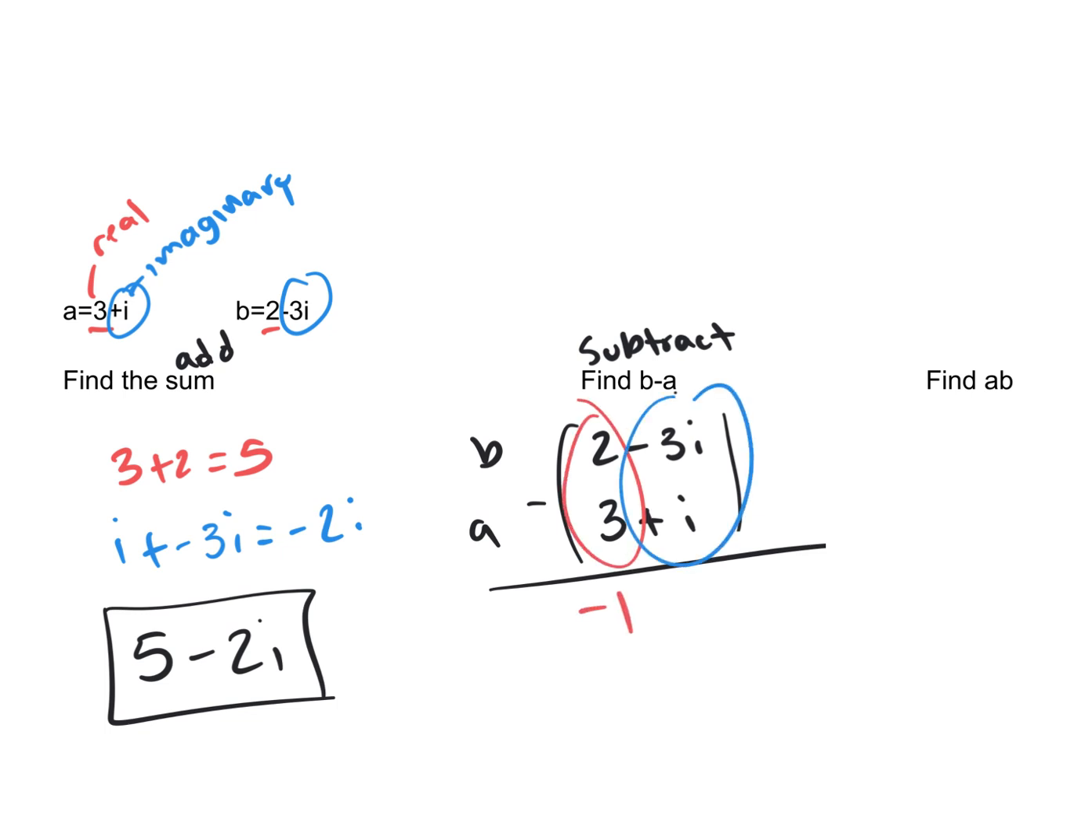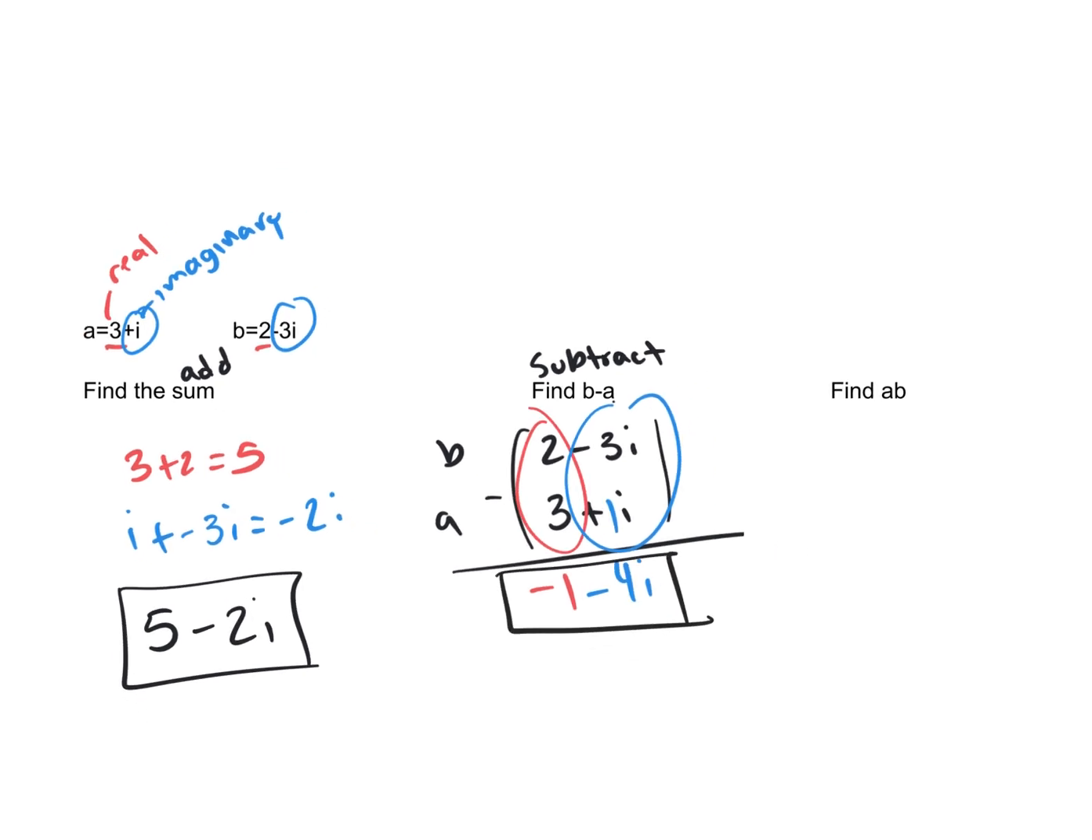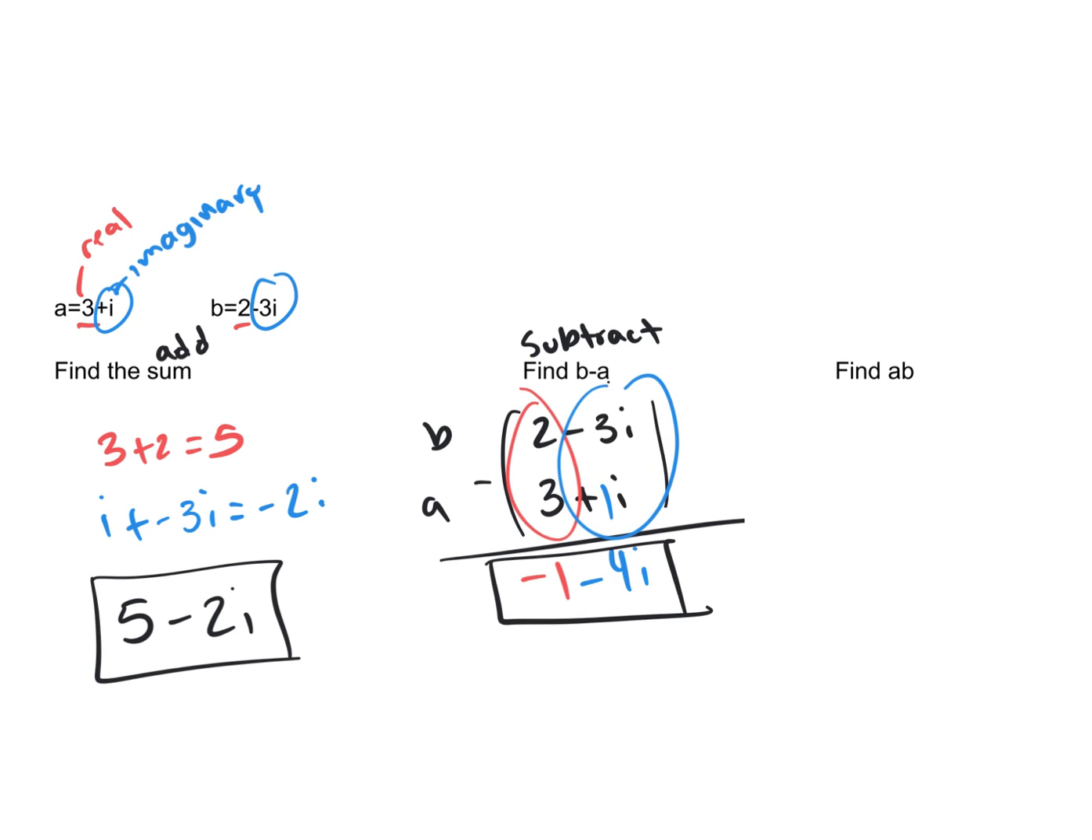For my imaginary, you put the numbers -3 minus 1i. This is a 1. -3 minus 1i. You should get -4i from decimals. And there's my answer. When they ask you to find a times b, when they're asking you to multiply, there is a quick little trick for it.